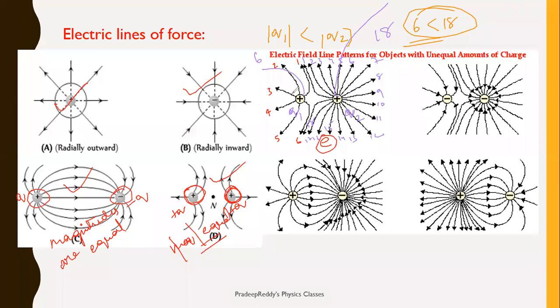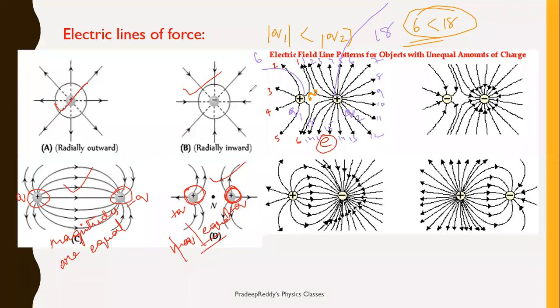Therefore, you will have a null point at some position. Usually that null point will be closer to the less magnitude charge. Here is the point where you have the null point. This is the null point here. And that is closer to the charge whose magnitude is less. Right? Figure E is clear now.